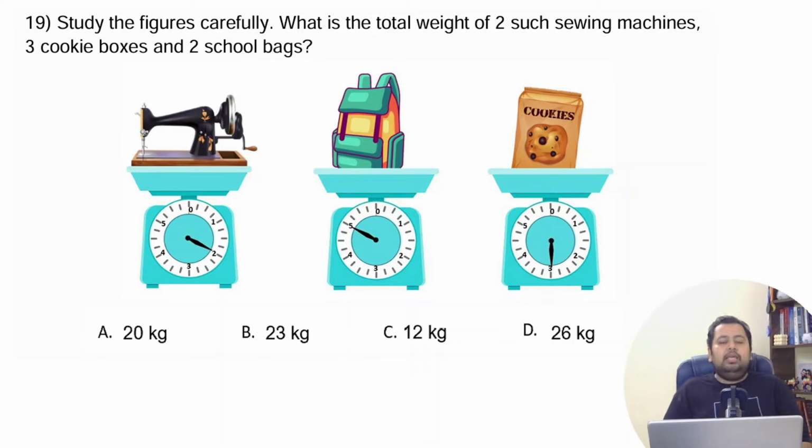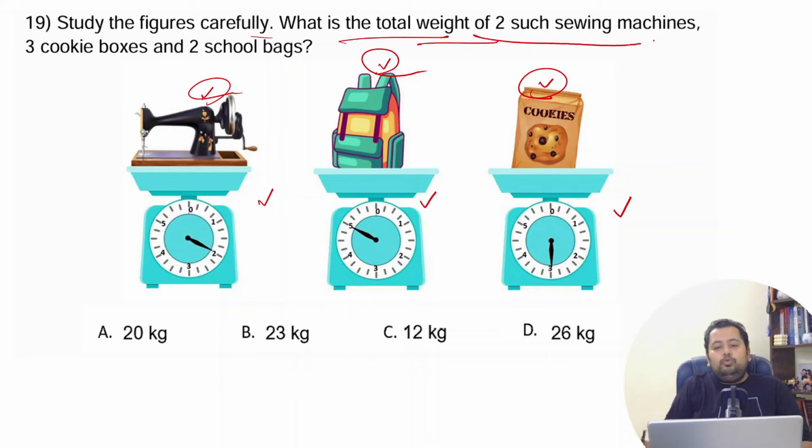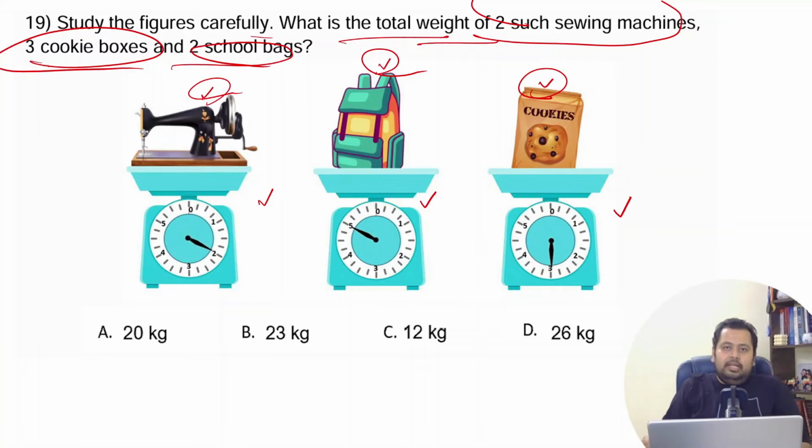Study the figures carefully. What is the total weight of two such sewing machines, three cookie boxes, and two school bags? So this is a sewing machine, this is a school bag, and this is a cookie box, right? First you have to read what the weight of a sewing machine is, what the weight of a school bag is, and what the weight of a cookie box is, and then find the total weight of two sewing machines, three cookie boxes, and two school bags. Do that first, and then look at the solution.